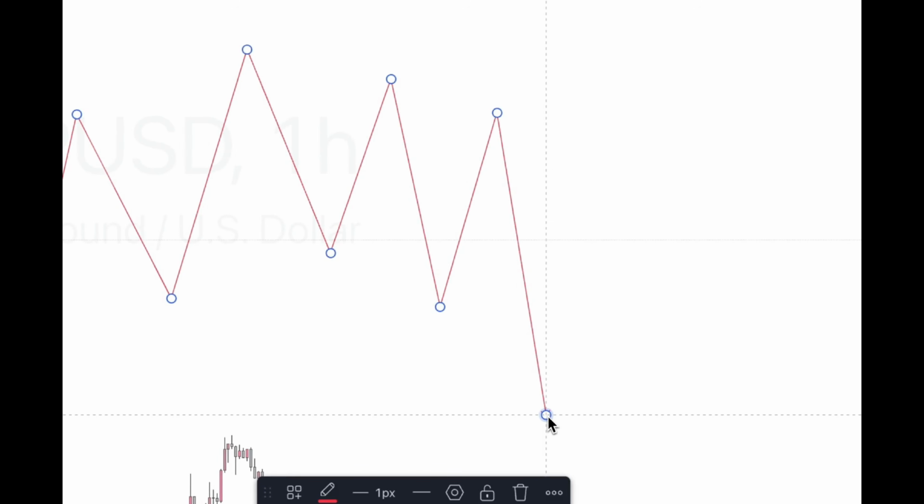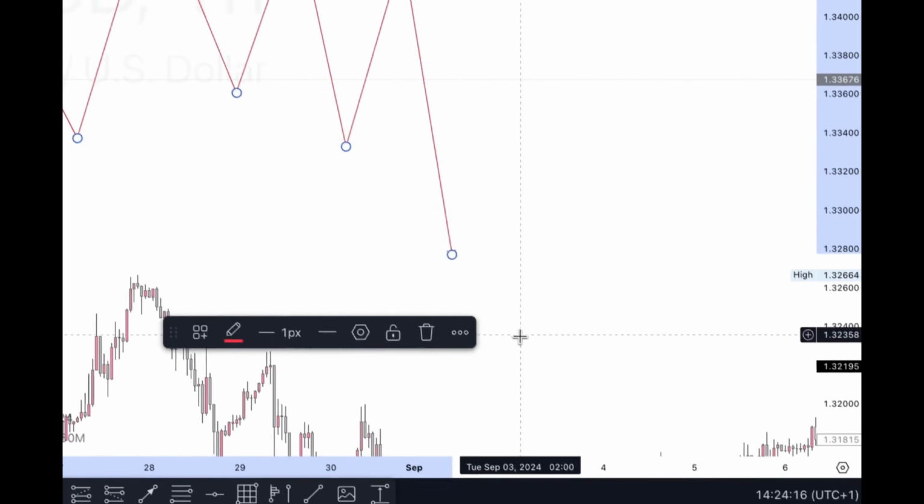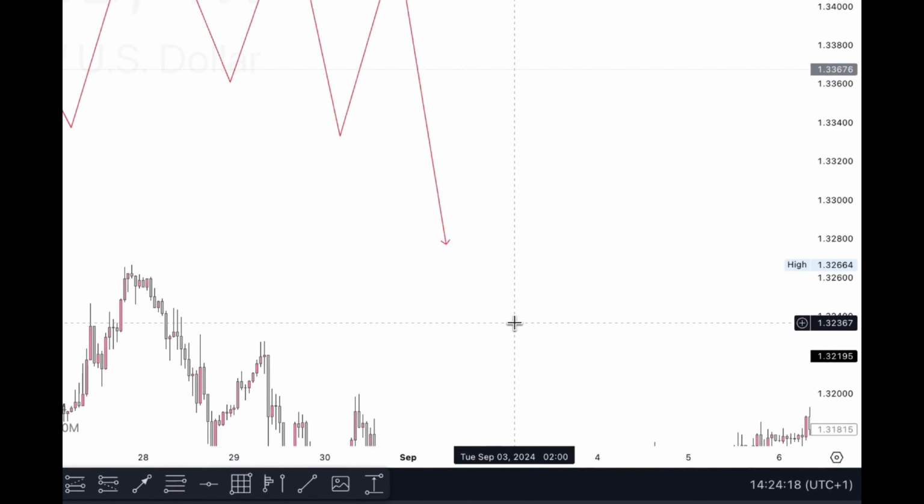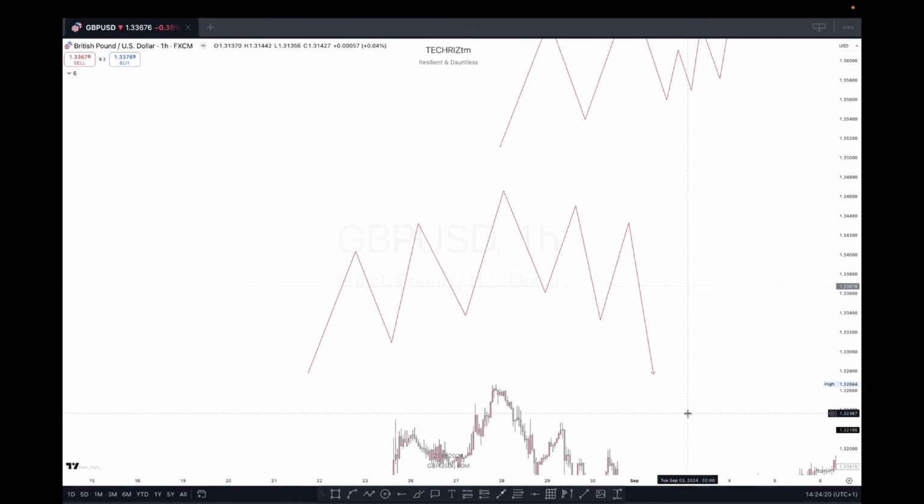Now this particular concept also works with the idea of mitigation. So the knowledge of mitigation will help you understand or know where price is going to tap on before continuing in the newfound direction. What do I mean by that? Now, if a zone is being mitigated, this is what price will do.